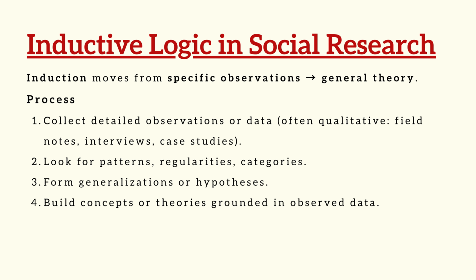or hypotheses. The process begins with a collection of detailed, often qualitative data, such as interviews, field notes, and case studies. The researcher carefully observes and records behaviors, events, and social interactions in their natural settings. Once sufficient data is gathered, the next step is to look for recurring patterns or themes within the information. These regularities are then used to form generalizations or tentative hypotheses, which later evolve into broader theoretical insights.